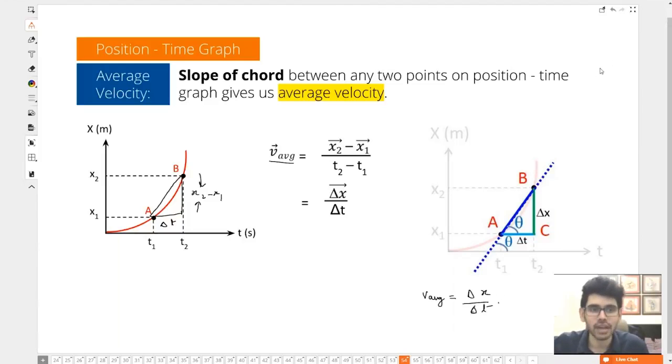We will also have a look at some examples. So this is a chord. You usually don't get average velocity questions; these are simple questions, but still you might be lucky. The change in position from t1 to t2 is x2 minus x1, because this length is x2 and this length is x1. So this is x2 minus x1 and this is delta t.